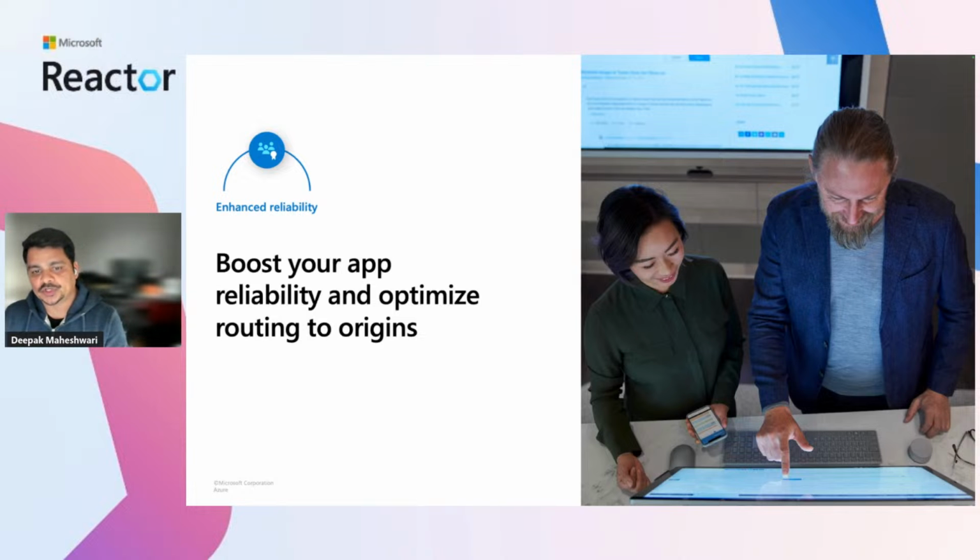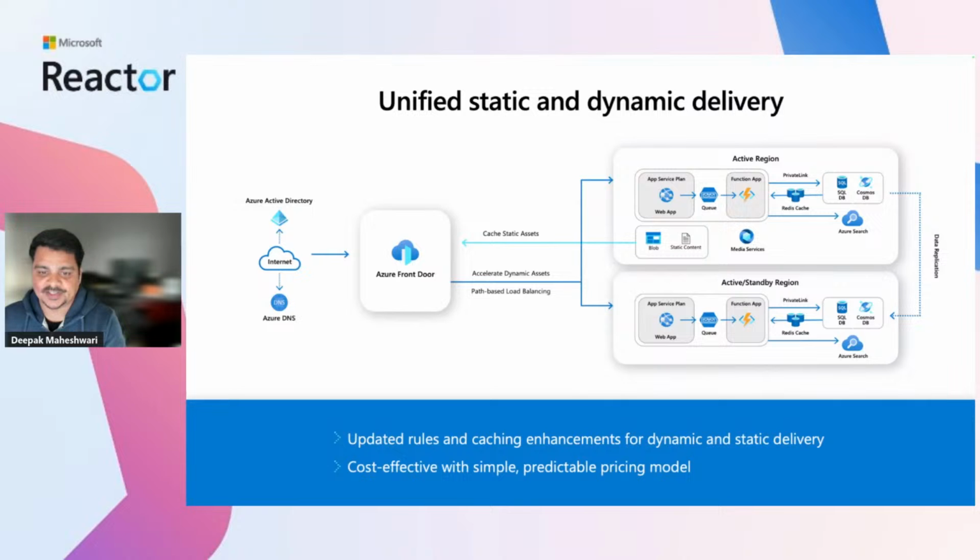Now, when it comes to boosting your application reliability and optimizing routing to origin, this is just an example. Users are connecting to Azure Front Door, which is closer to the user. In the backend, they could have a variety of backends. You could break down the backends in terms of, let's say, your videos or images. They are stored in Microsoft storage, which can help you reduce the cost. Some of the static content could be in blob, and some of the dynamic content is coming through the web app and the backend SQL.